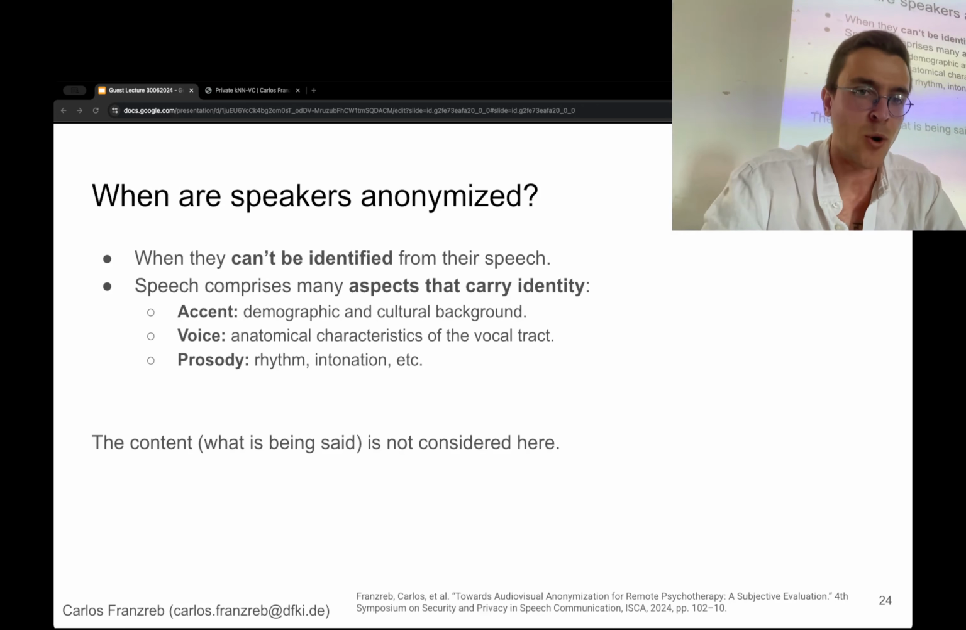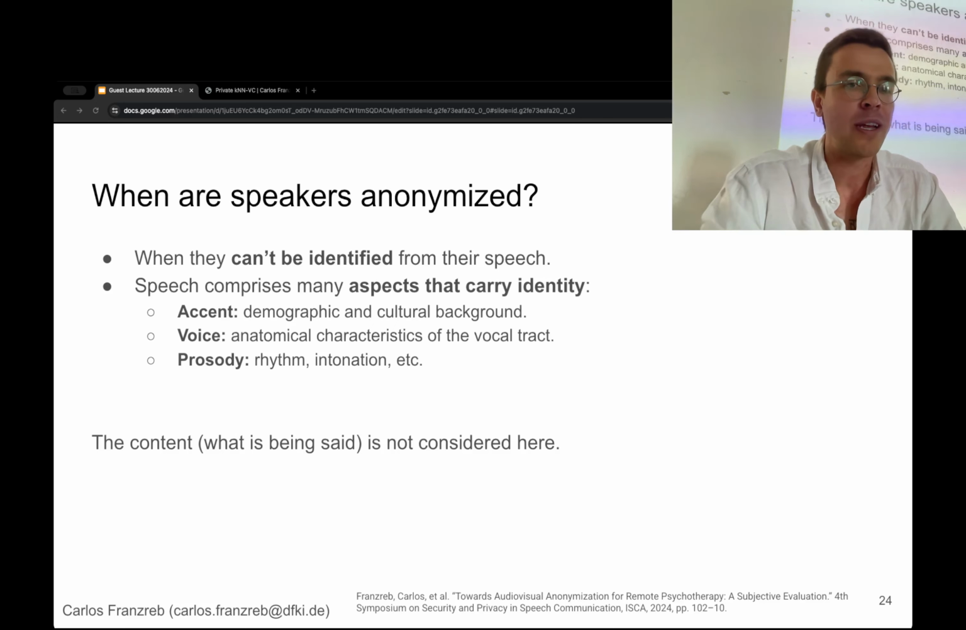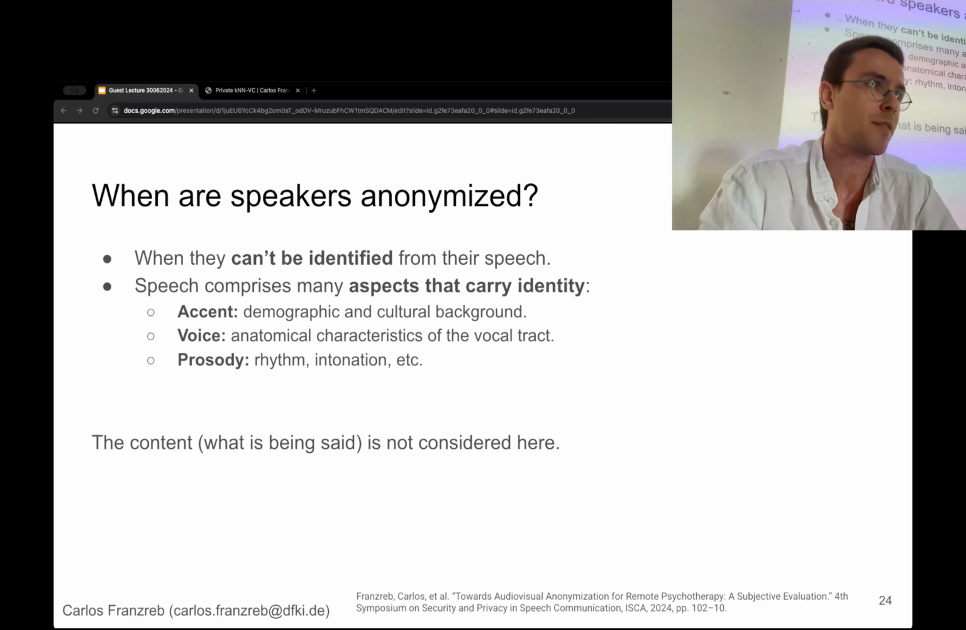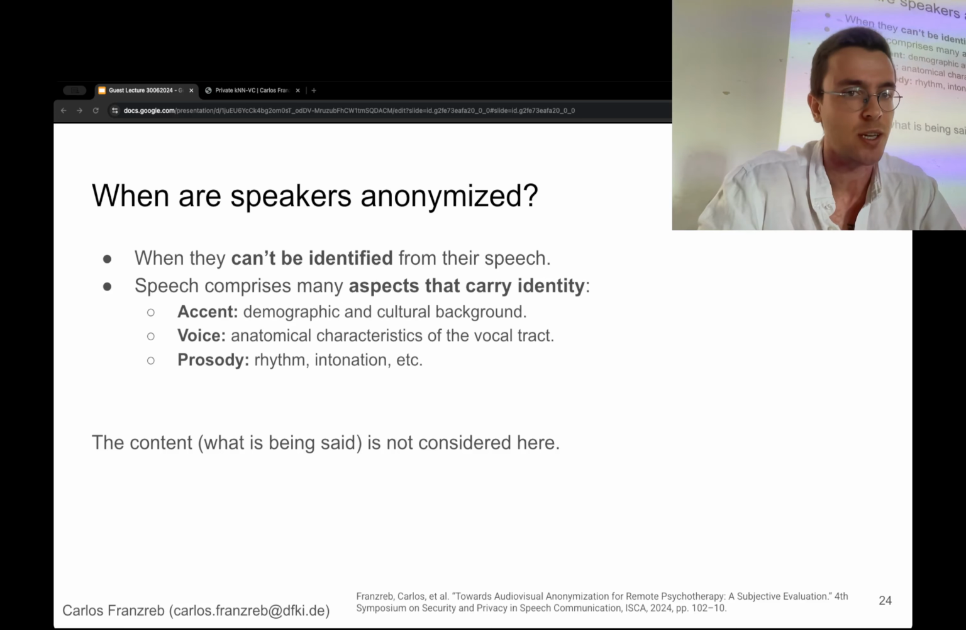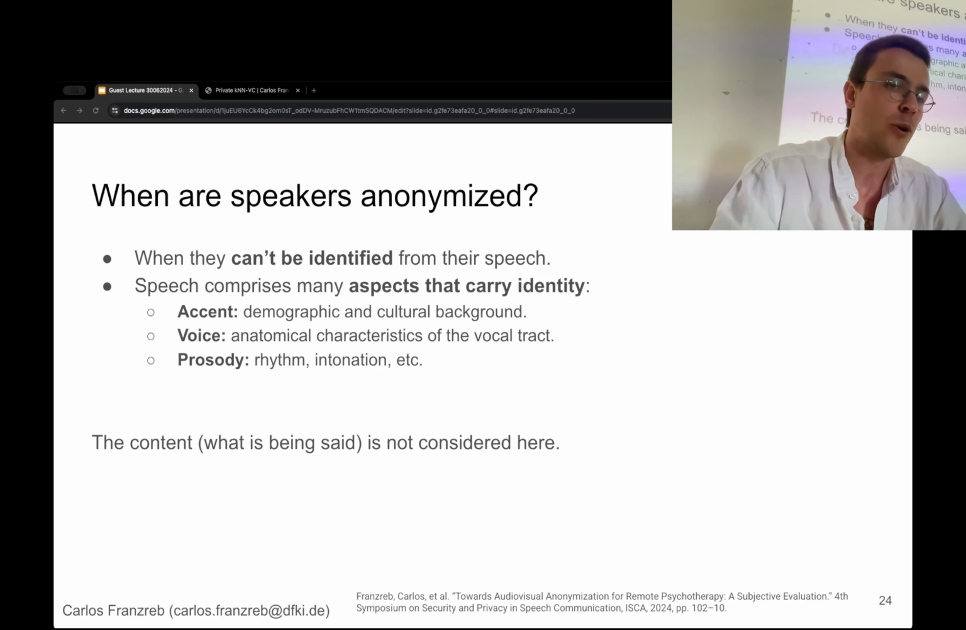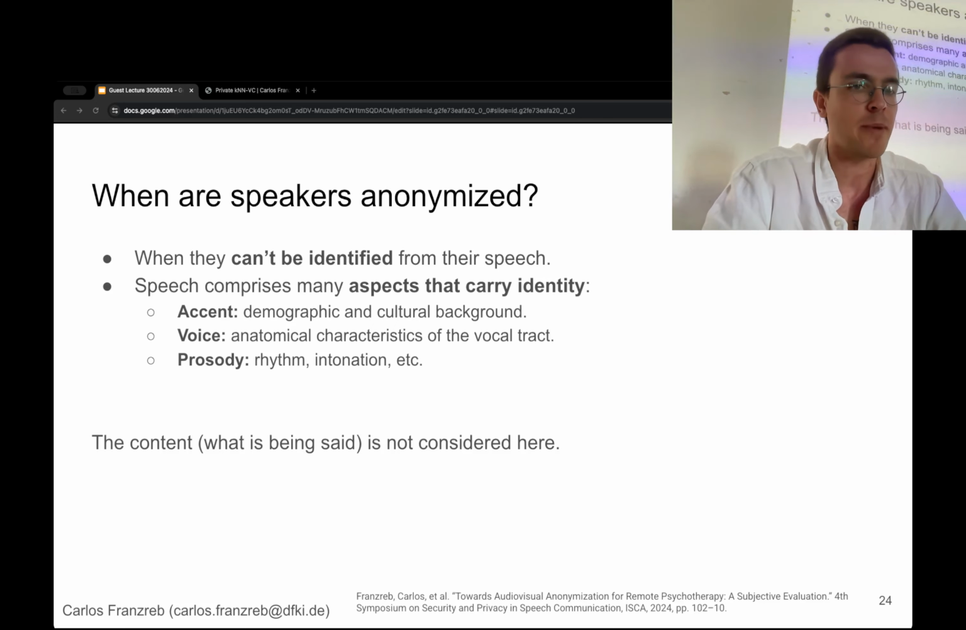Okay, and then now going into anonymization. So the definition that we're after here is that speakers are anonymized when they cannot be identified from their speech. And for this, we need to look at all the different aspects of speech that may carry identity.